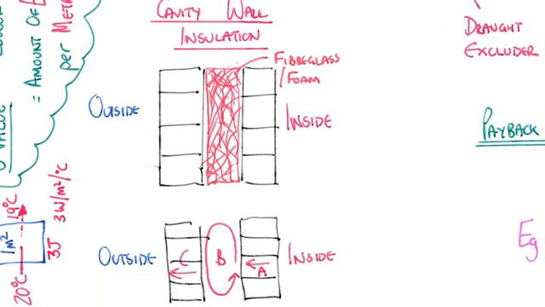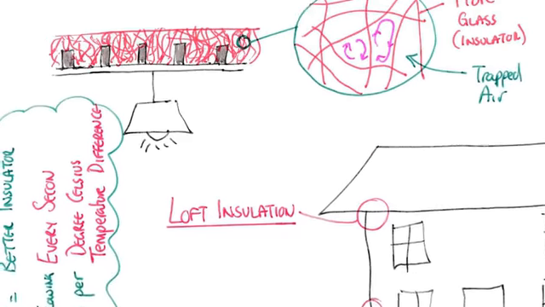So what we do instead is we pack that cavity space with fiberglass or foam, and those bits of foam and fiberglass stop air moving around, and they actually trap bits of air. We'll see that a bit more clearly in a second. So cavity wall insulation is a very good way of keeping your home warm.